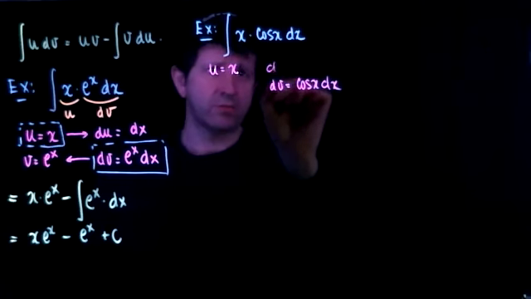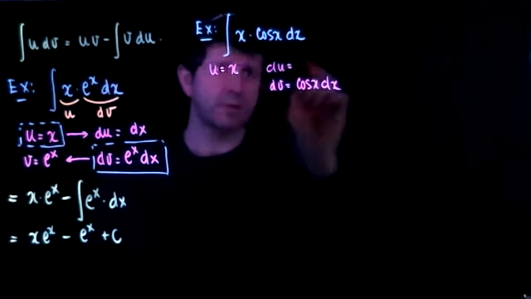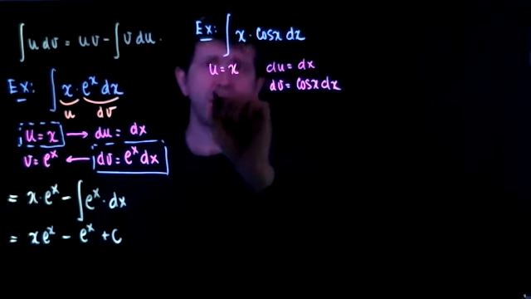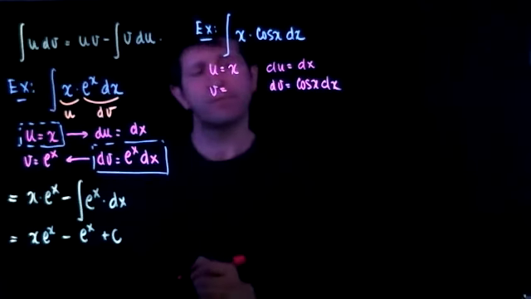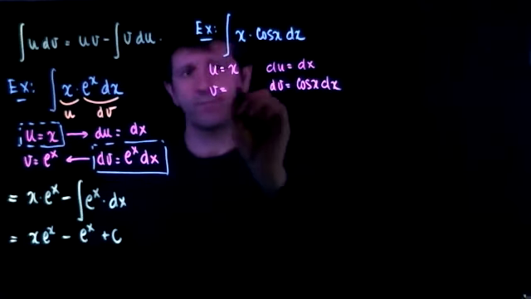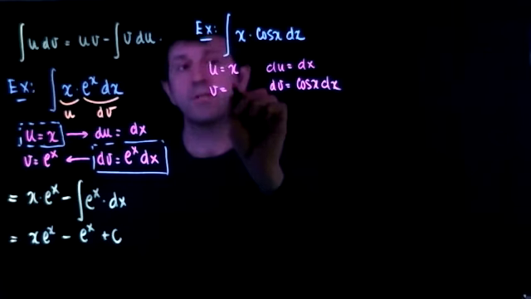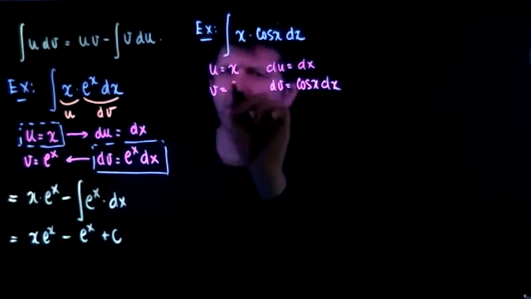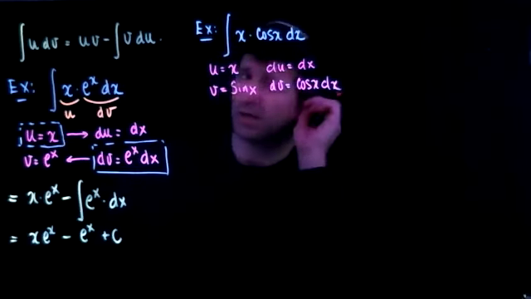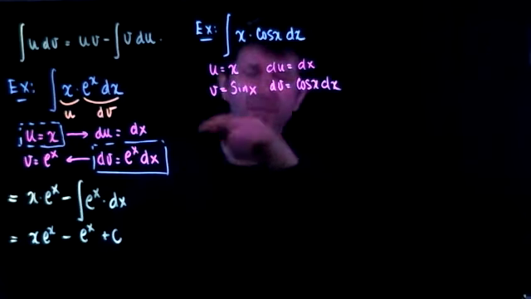So what's du? Du is dx. And what's v? What's v? Sine of x. What is it? Sine of x. I'm sorry, I can't hear. Sine of x. It's sine x. I didn't hear you, I'm sorry. Like sine x.